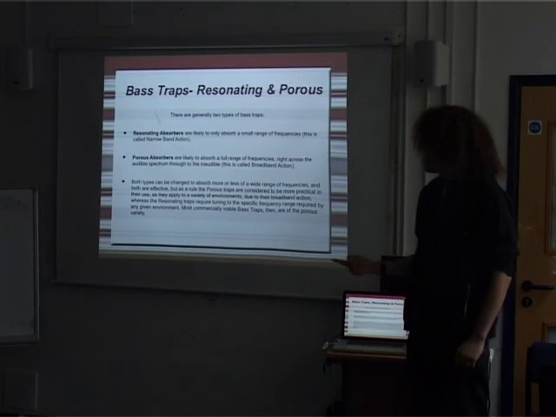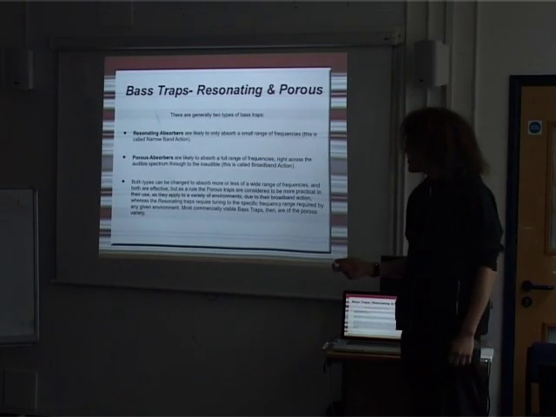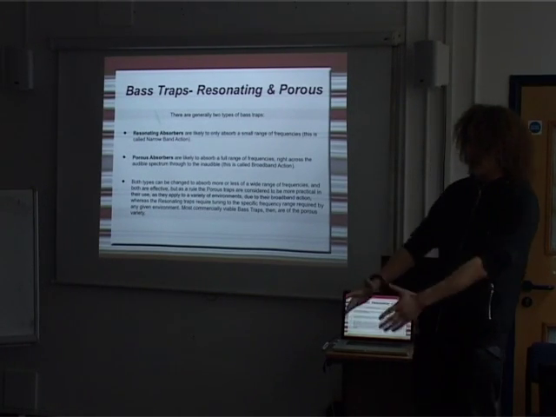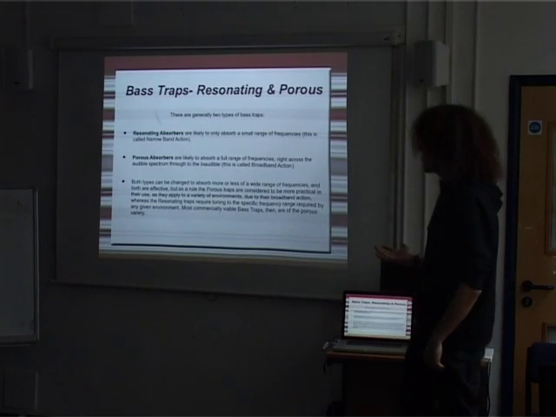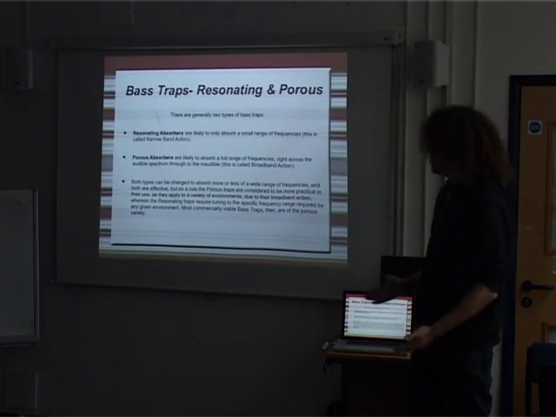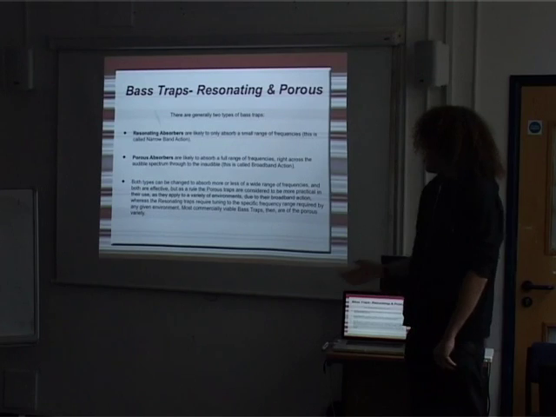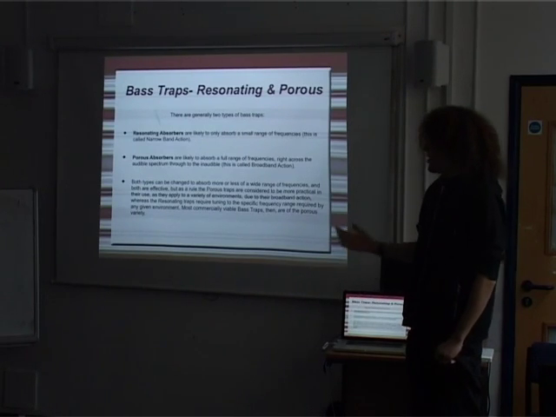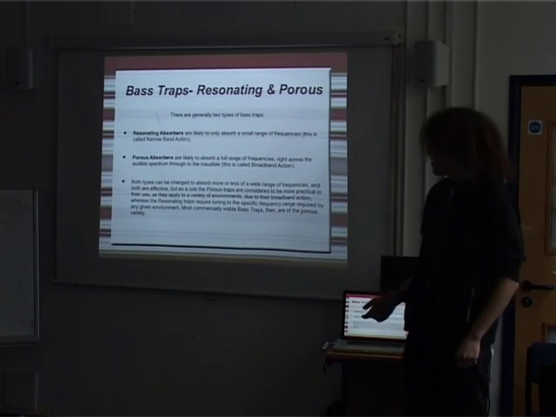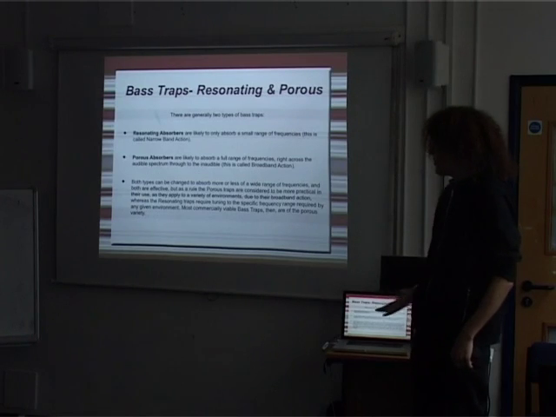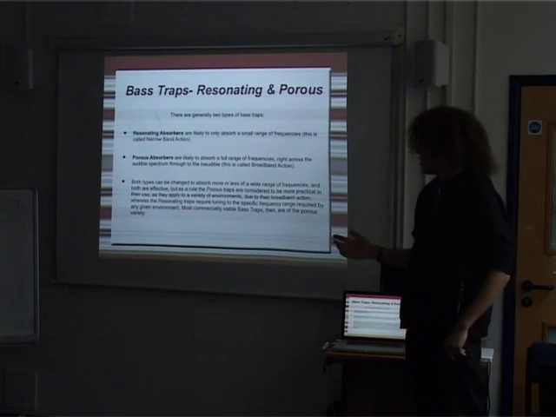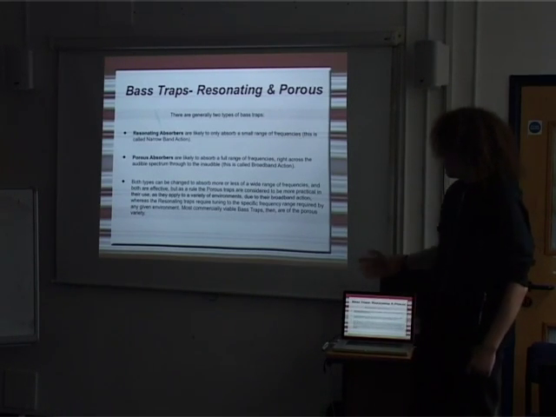The resonating absorbers are likely to only absorb a small amount of frequencies, and this is called narrowband action, and they absorb, like with bass traps, very low frequencies. Porous absorbers are likely to absorb a fuller range of frequencies right across the audible spectrum through to the inaudible. It's called broadband action. Both types can be changed to absorb more or less of a wide range of frequencies. They can be tuned, and both are effective, but as a rule the porous traps are considered to be more practical in their use as they apply to a wide range of environments, whereas the resonating traps require tuning, as I said before. So the more commercially viable bass traps are of the porous variety.